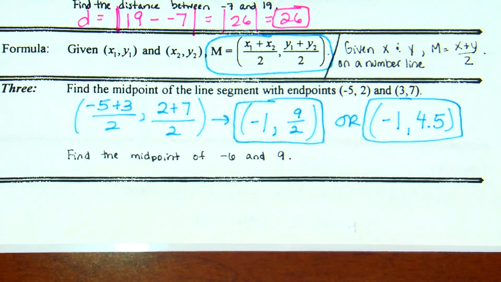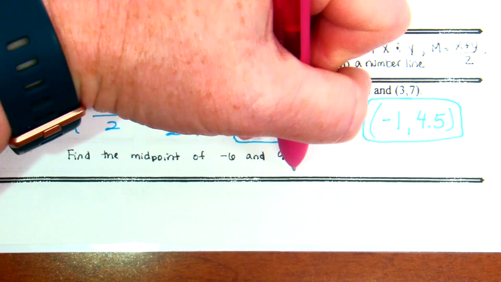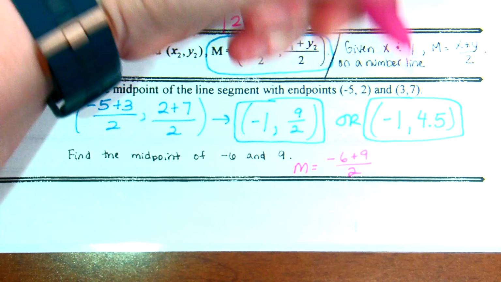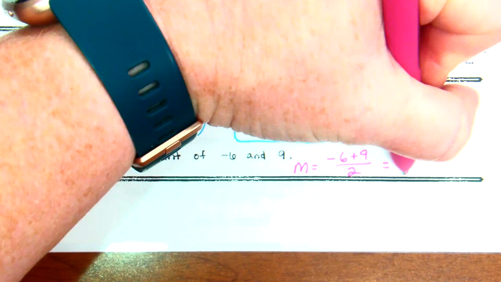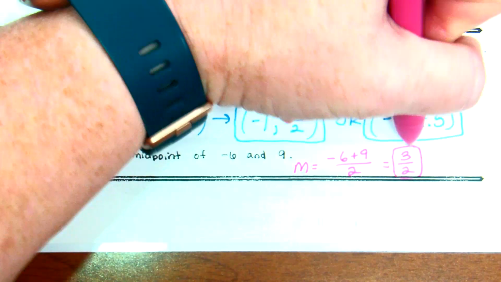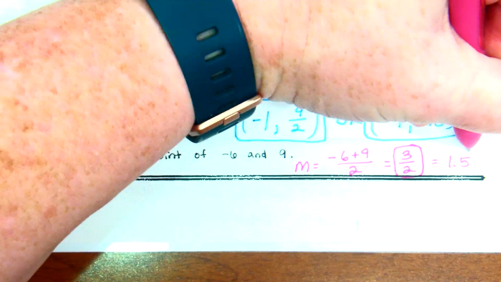Okay, what about the midpoint on a number line between negative 6 and 9? How do we find that midpoint? We're going to take those two numbers and basically find the average. Add and divide by 2. Negative 6 plus 9 is 3. 3 divided by 2 is? Okay. I'm fine with 3 halves. The other option is 1.5. Whatever makes you happy there, guys.